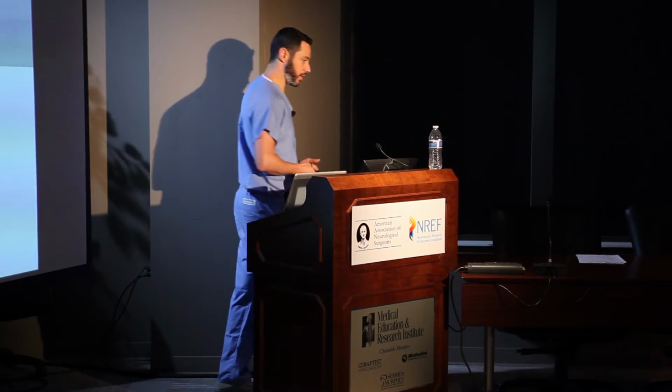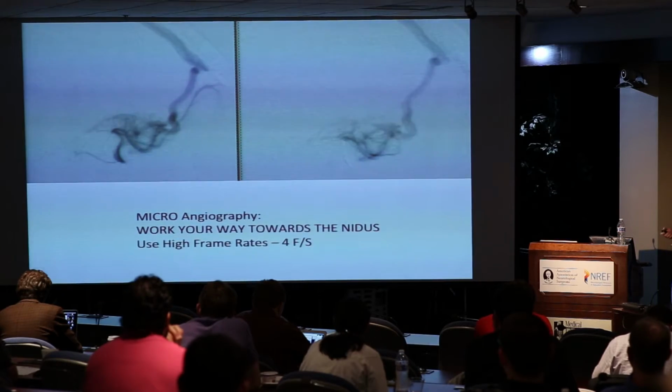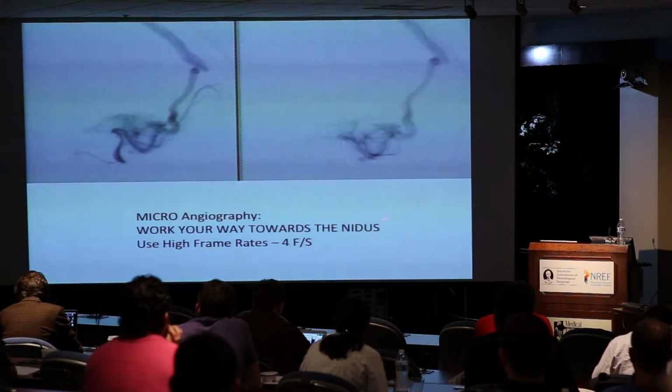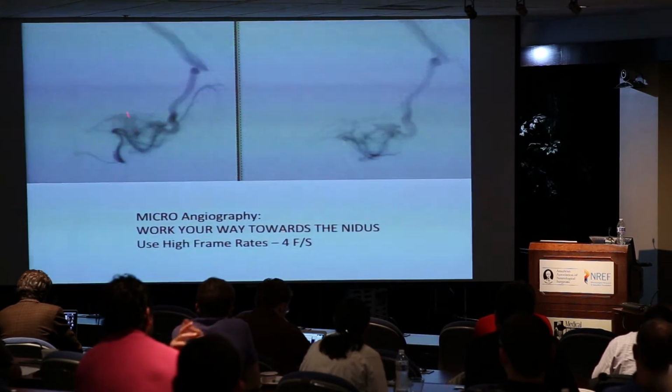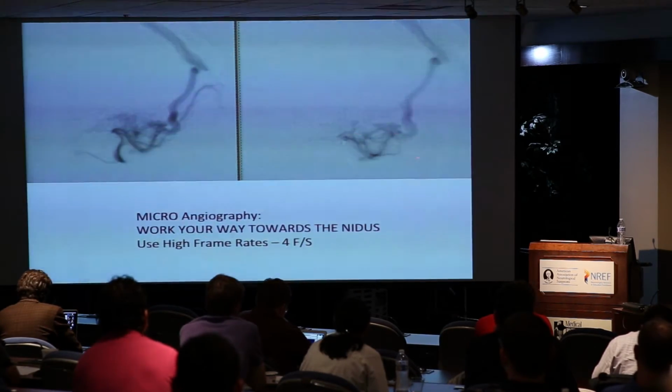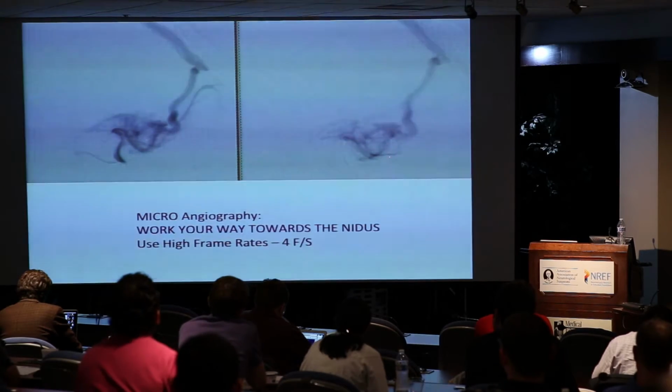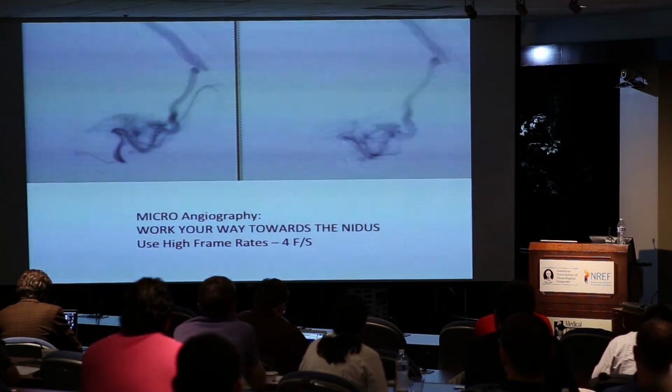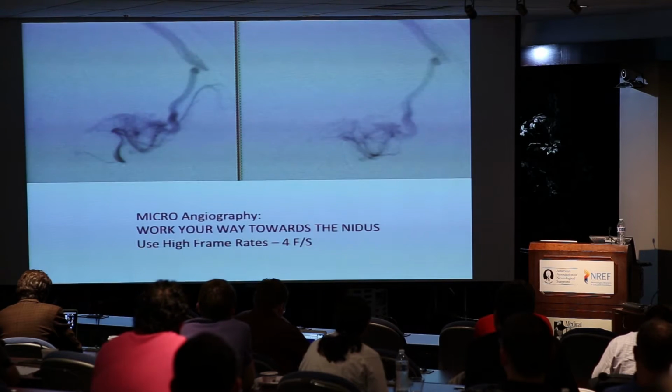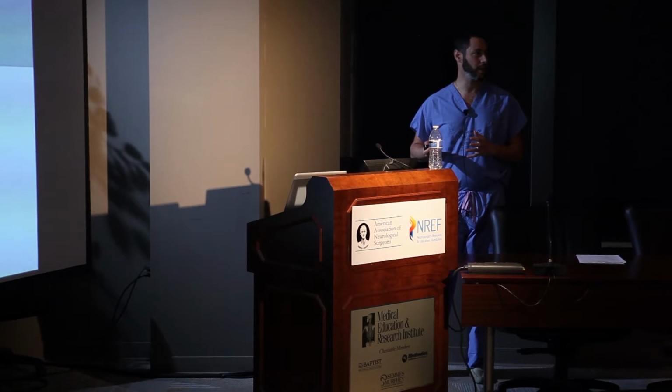Again, microangiography. This is, I think, a good illustration of working your way to the nidus. Because this picture is incredibly different than this picture. If you don't pick this up, you're going to have a problem with your embolization. Does anybody want to point out what the big difference is, fellows?